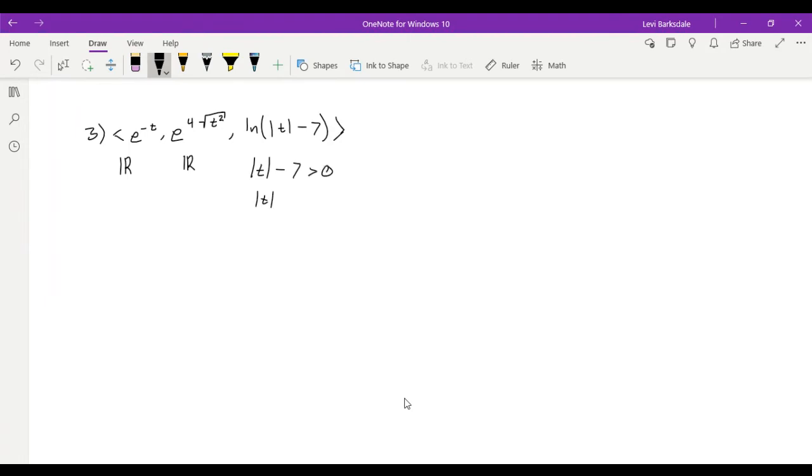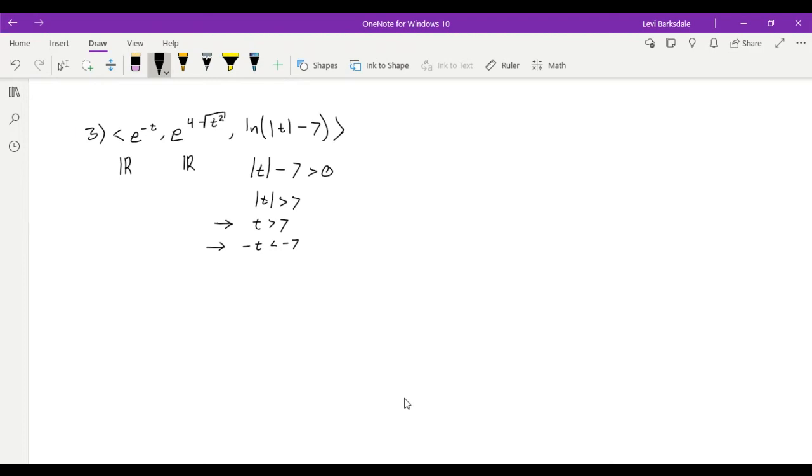Now, we get that the absolute value of t is bigger than 7, which tells us that either positive t is bigger than 7 or negative t is bigger than 7. Remember, we have two options with an absolute value. We can split it into the positive component, which is what I've done here, but then also the negative component. And with this negative component, I needed to flip the sign.